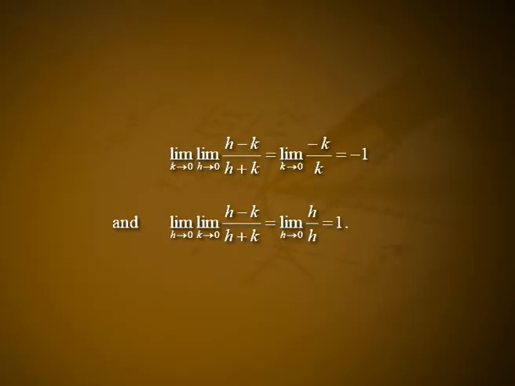Thus, at the point (a,b), the two repeated second order partial derivatives are generally equal. They are not, however, always equal. For example, the limit as k tends to 0 of the limit as h tends to 0 of (h − k)/(h + k) is equal to the limit of −k/k as k tends to 0, which is equal to −1, and the limit as h tends to 0 of the limit as k tends to 0 of (h − k)/(h + k) is equal to the limit of h/h as h tends to 0, which is equal to 1.